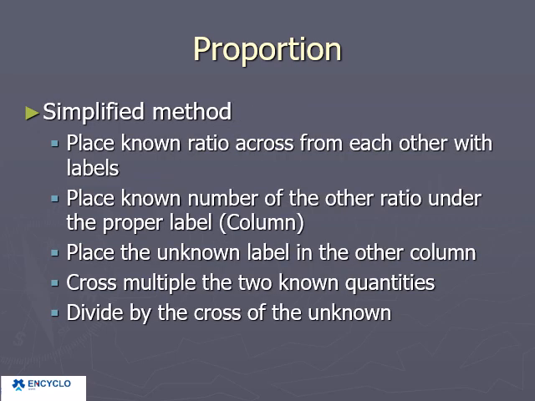Another method for solving proportions involves organizing known ratios in columns, placing known values under the correct labels, and using cross-multiplication to find the missing value. This method improves clarity and accuracy.